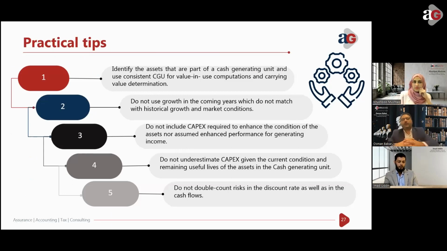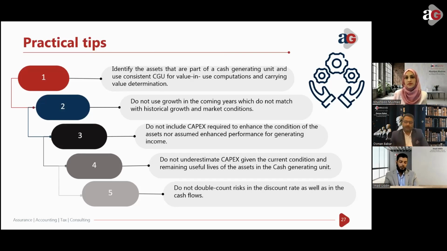And lastly, when it comes to capital expenditure, the purpose of IAS 36, when we're doing the value in use calculations, is to understand the inherent recoverability of this CGU or asset. So we should not consider capital expenditure to enhance the business performance, but we have to ensure that there is enough capital expenditure built in to maintain the cash flows for the business.